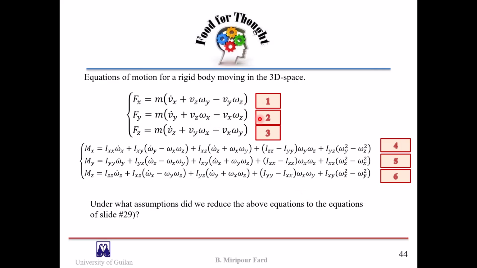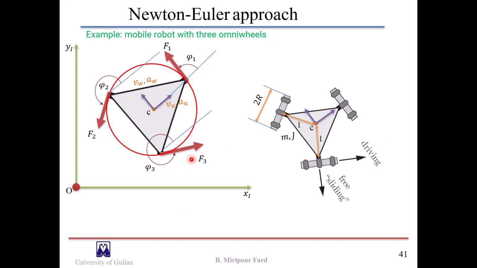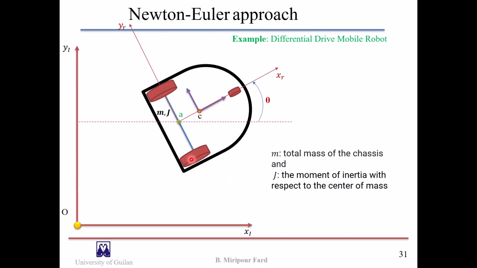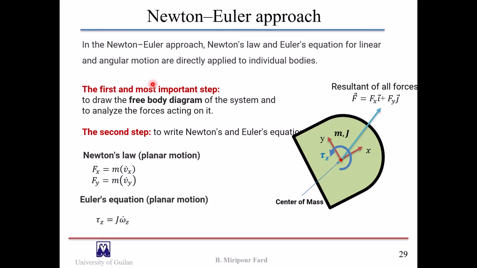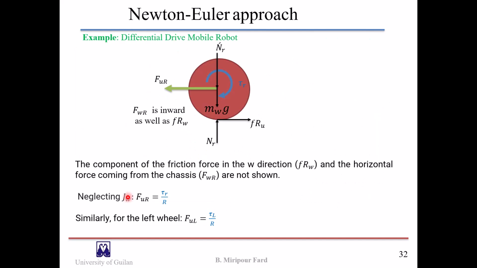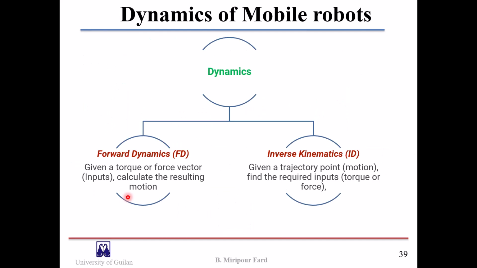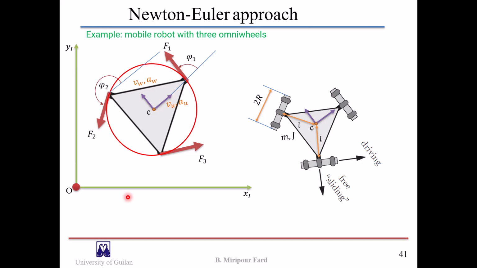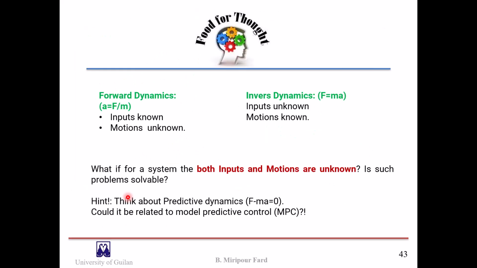These equations are equations of motion for a rigid body moving in three-dimensional space. If you remember, in slide number 29, we reduced these equations and we just used 3 of the equations in the plane for a planar motion. So think about under what assumption we reduce these equations to the equations that we wrote in slide number 29.